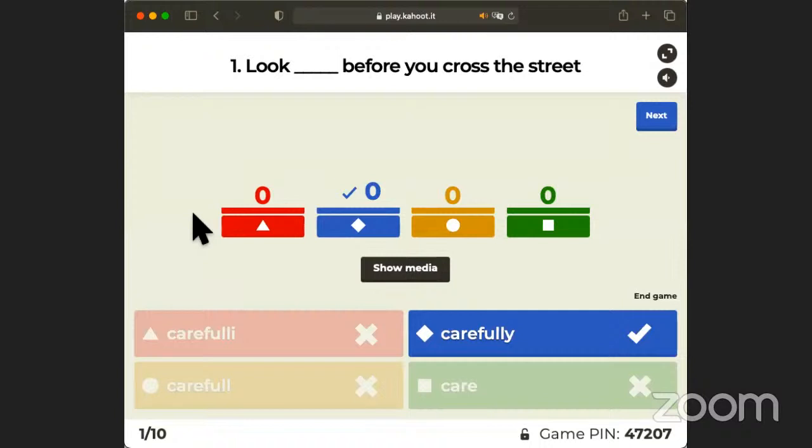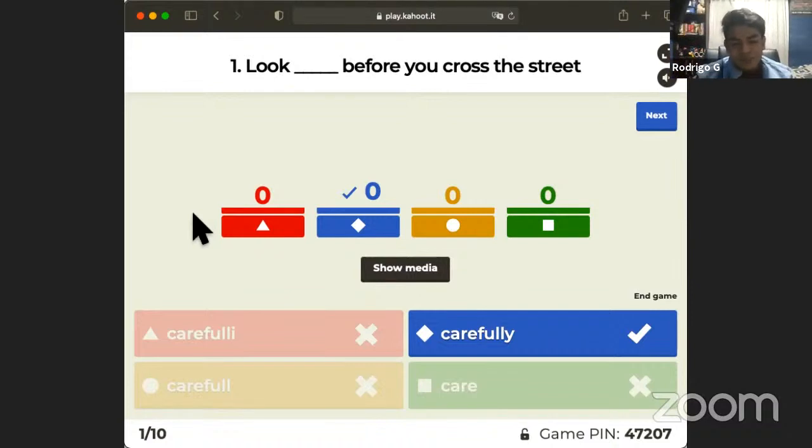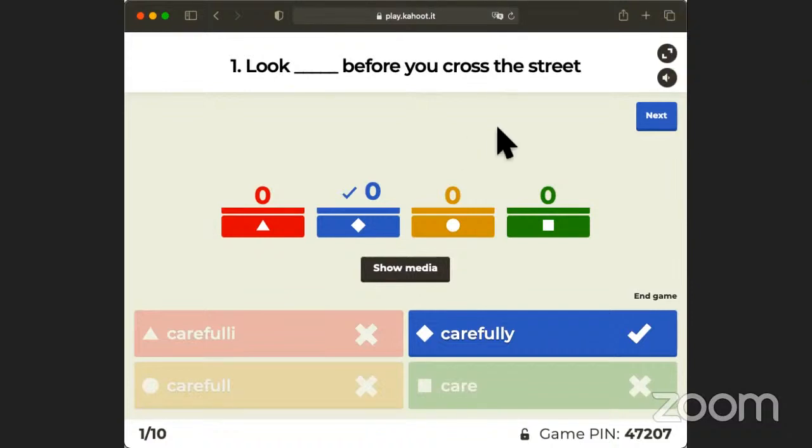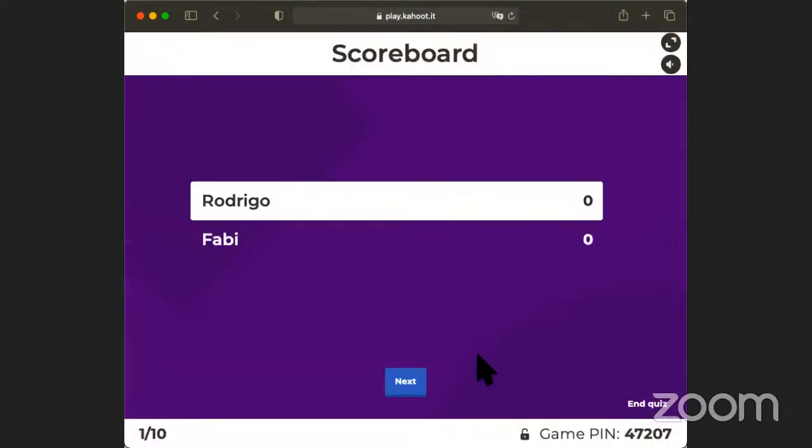Could you see the screen? Yes, but I lost the time. Okay, that's fine. It's quite fast because it's quite easy. Just take a look. Let's see the next one.